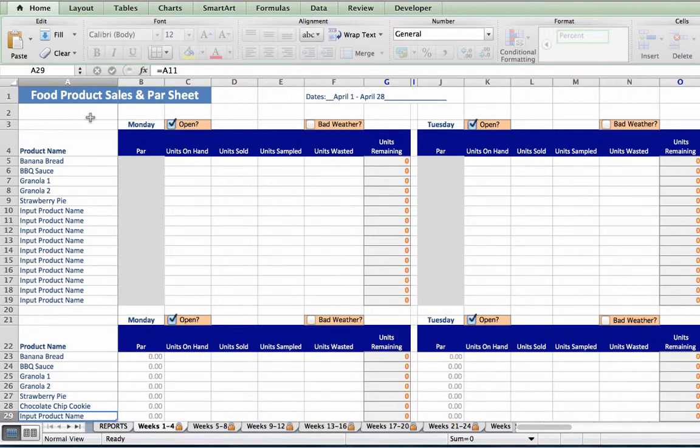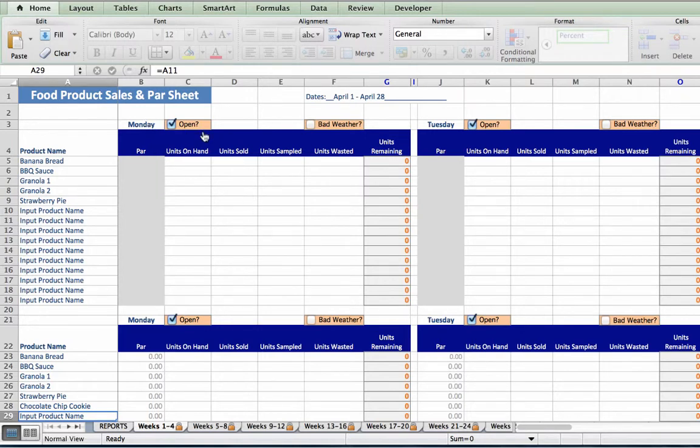In the weeks 1 through 4 tab, you're going to notice that the PAR is grayed out. And this is because the spreadsheet is unable to give you a prediction for your first week because it has no data to pull from. So that's why it's grayed out. But in future weeks, you're going to see the PAR number here. And we'll talk about that after we work through week 1.